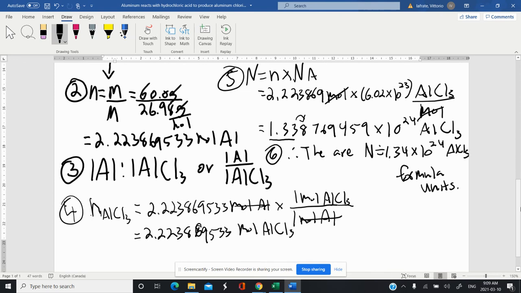This question could be extended. If you want to find the number of chloride ions or chlorine atoms, however the question is worded, you would then multiply this by 3, because there's 3 chlorines for every aluminum chloride. And if you want to find the number of aluminums, it's equal to that number there because there's only 1 aluminum for aluminum chloride.